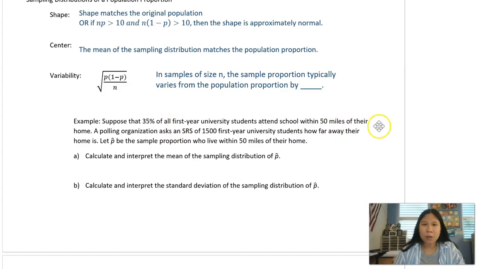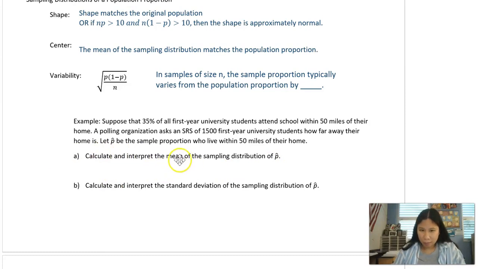Suppose that 35% of all first-year university students attend school within 50 miles of their home. A polling organization asks a simple random sample of 1,500 first-year university students how far away their home is. Let p hat be the sample proportion, so that's our symbol for the sample proportion, who live within 50 miles of their home. First we're going to calculate and interpret the mean of the sampling distribution of p hat.